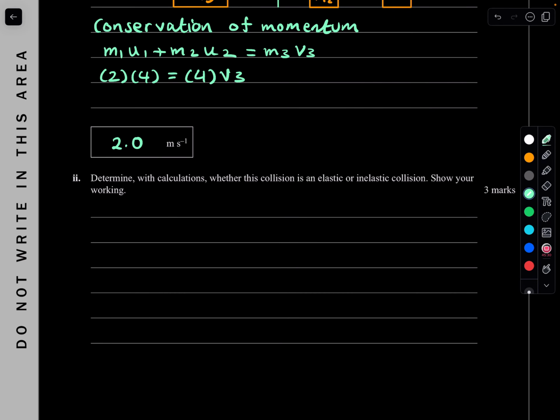The second: determine with calculation whether this collision is elastic or inelastic. Show your working out. What a beautiful, nice question. It always comes up in exam and it's very easy to get full marks. So for elastic collisions, the kinetic energy before must equal your kinetic energy after. That's the condition for an elastic collision to happen. So let's check if this collision was elastic.